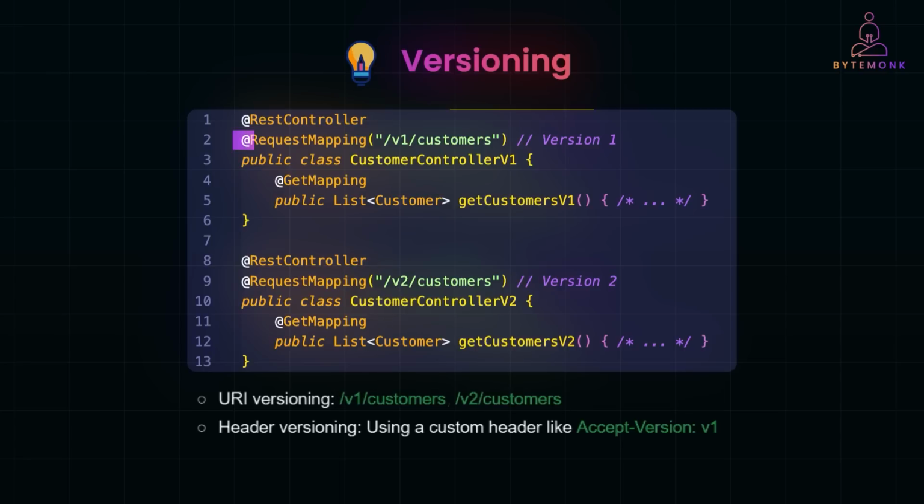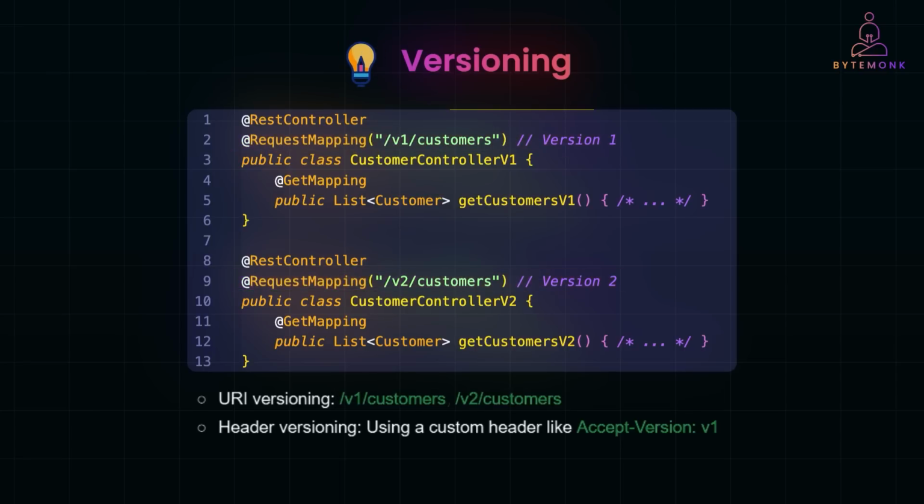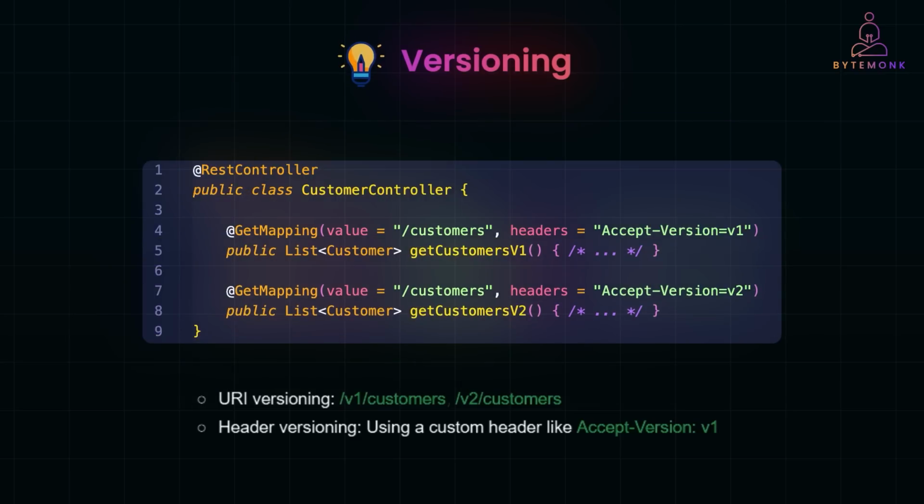See how we have two separate controllers, one for each version. This keeps things nicely separated. The second approach is header versioning. Here, the version is specified in a custom HTTP header, like Accept-Version. For example, a client would send a request with a header Accept-Version v1. This is a little more complex to implement, but it keeps your URLs cleaner.